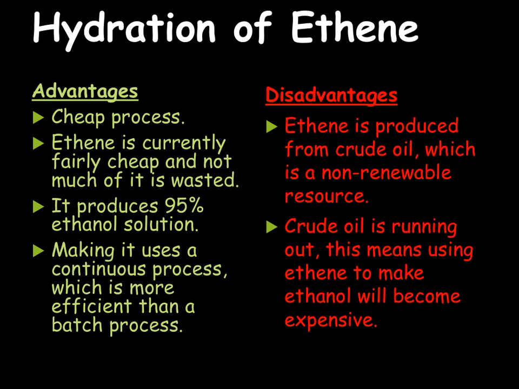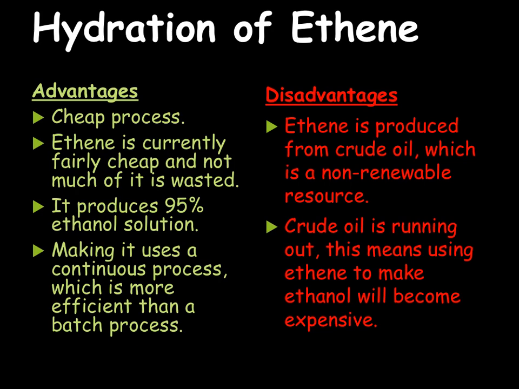So for the hydration of ethene, the advantages are that it's a cheap process, as well as the fact that ethene is currently fairly cheap and not much of it is wasted. Remember, we are putting it back into the reaction each time. It produces a 95% ethanol solution, so it's very high purity. And finally, that it is a continuous process, so it is more efficient than a batch process.